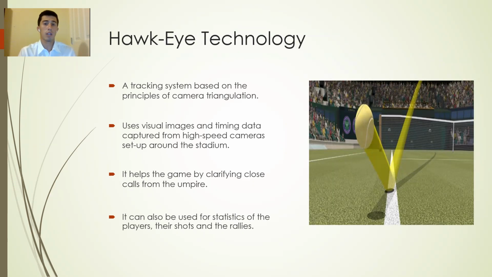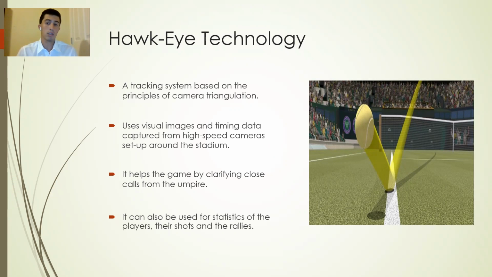So the Hawkeye technology. The Hawkeye technology has been around tennis for more or less 15 years, and it's a tracking system based on the principles of camera triangulation. And what is it used for?